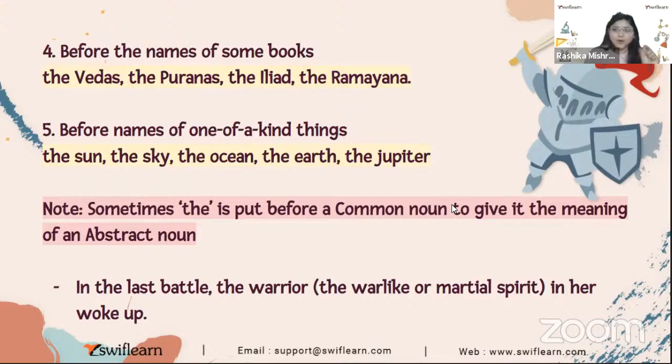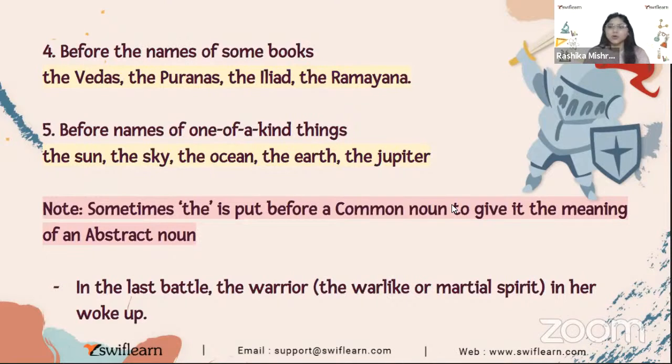Now, note a point here. Sometimes the is put before a common noun to give it the meaning of an abstract noun. What is an abstract noun? Can anyone tell? Abstract nouns are things that we cannot touch or see. We can only feel them. For example, honesty. We cannot see honesty, we can't touch honesty, we can only feel it. So honesty is an abstract noun. So sometimes the is put before a common noun to give it the meaning of an abstract noun. For example, in the last battle, the warrior in her woke up. Warrior is a common noun, but as we have put the before it, it is converted into an abstract noun here.